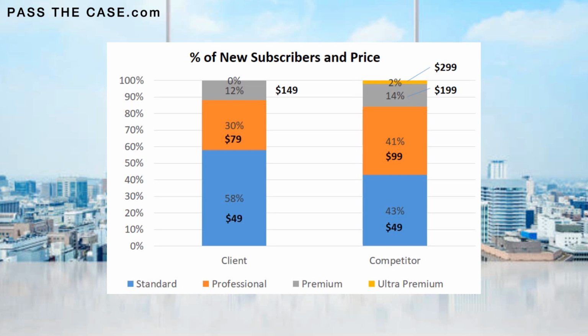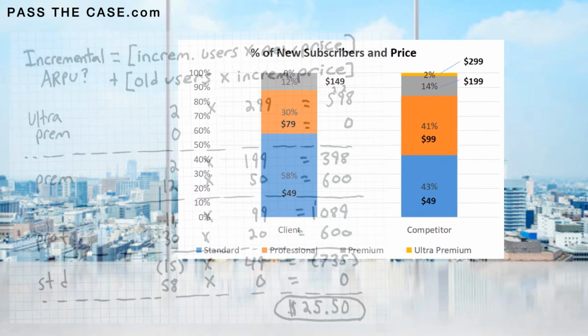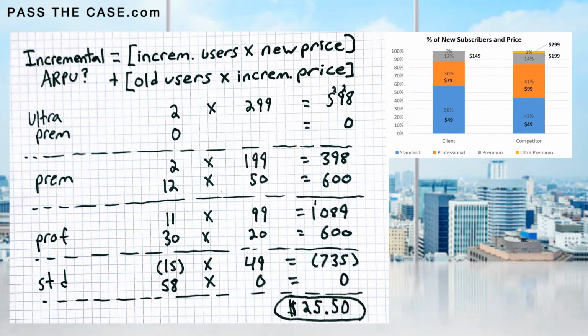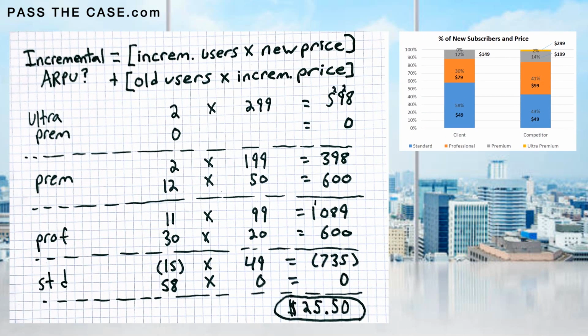two components. So first, how many incremental users are on our new plan paying this new price? And second, how many old users are on our new plan paying an incremental price? And then I would just calculate these for each of the four plans and sum them all together.